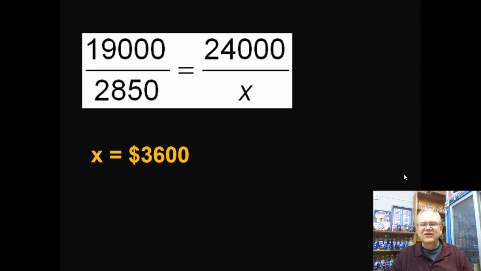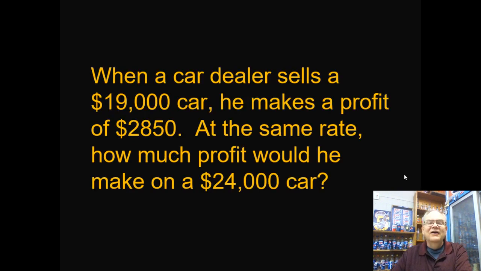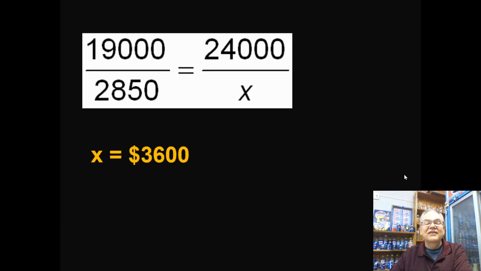There are multiple ways that you could set up the equation for this one. I could have, for instance, said something like 19,000 over 24,000 equals 2850 over x. What's important is that both when you look at the fractions up and down and when you read across the equation, the numbers should have something in common. Like on top of the fraction here, I have the price of the two cars. On the bottom, I have profit.